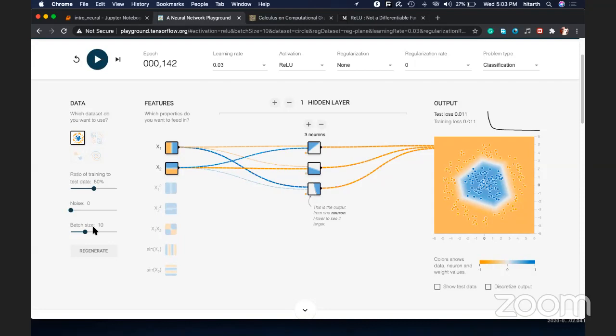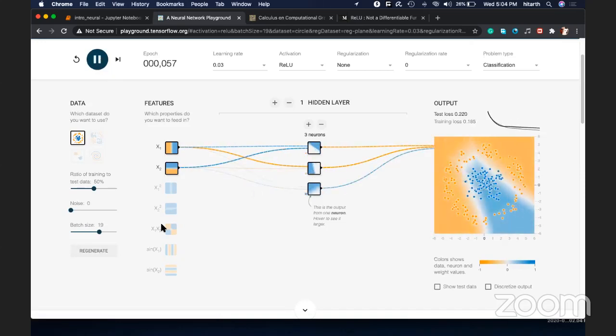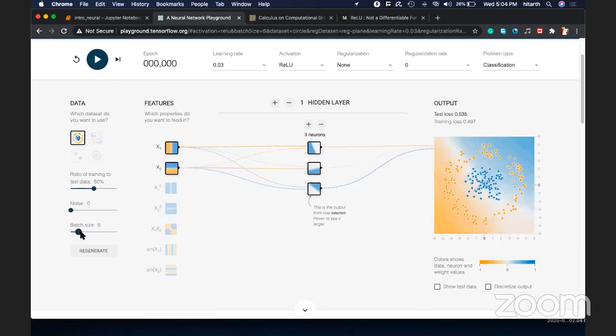So what you can do is also change things, because when we discuss stochastic gradient descent, it will help to understand the batch size effect. You see, if I increase it too much, it's not actually good for me. If I decrease it too much, even that's not good. So you should try all that out, and we will discuss it more in the next one.